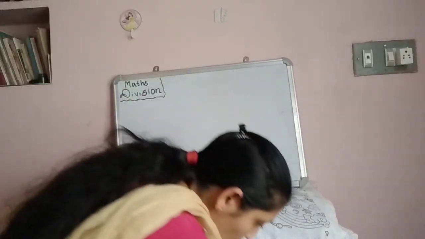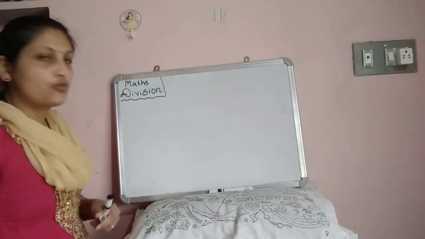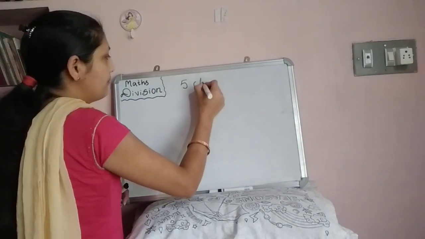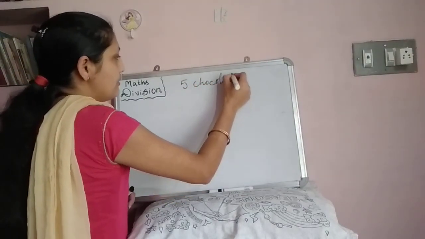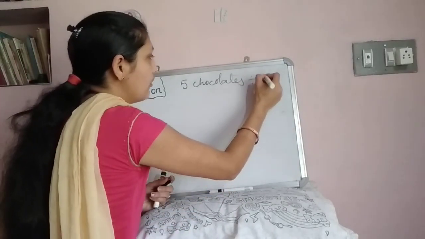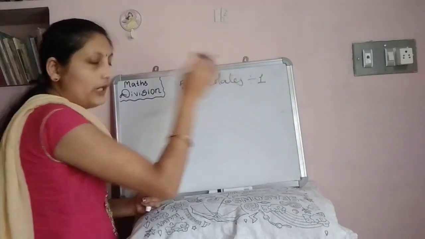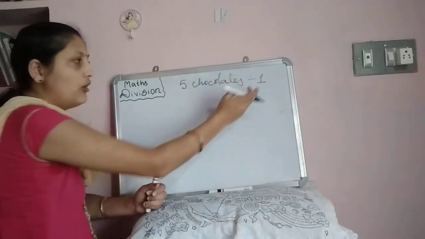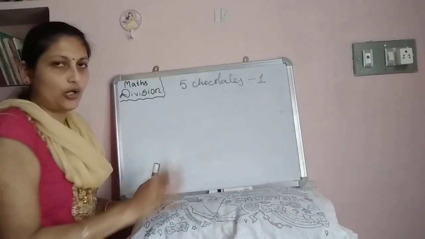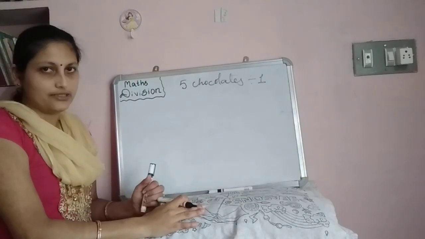That is, what happens when a number is divided by 1. For example, I have 5 chocolates, okay? If I share 5 chocolates equally among 1, if I am sharing 5 chocolates equally for one child, how much does he or she get? He will get all the 5 chocolates, isn't it? If I share equally, he will get all the 5 chocolates, isn't it?